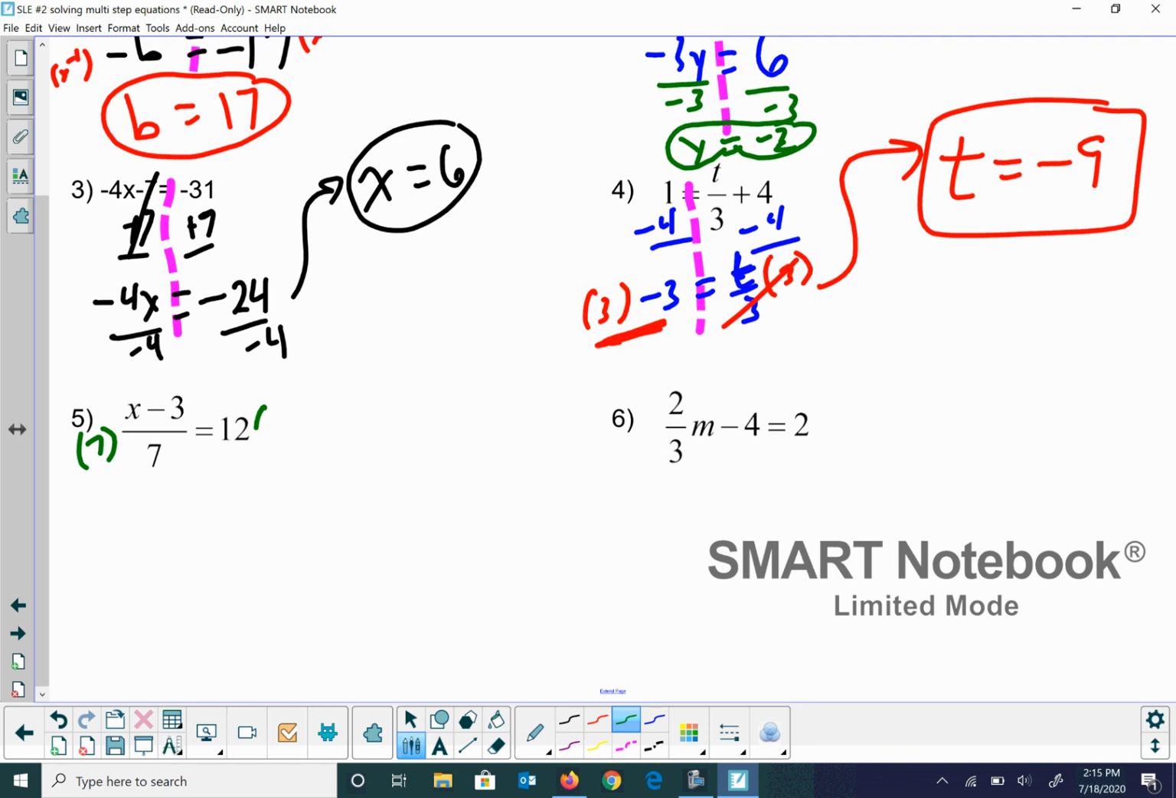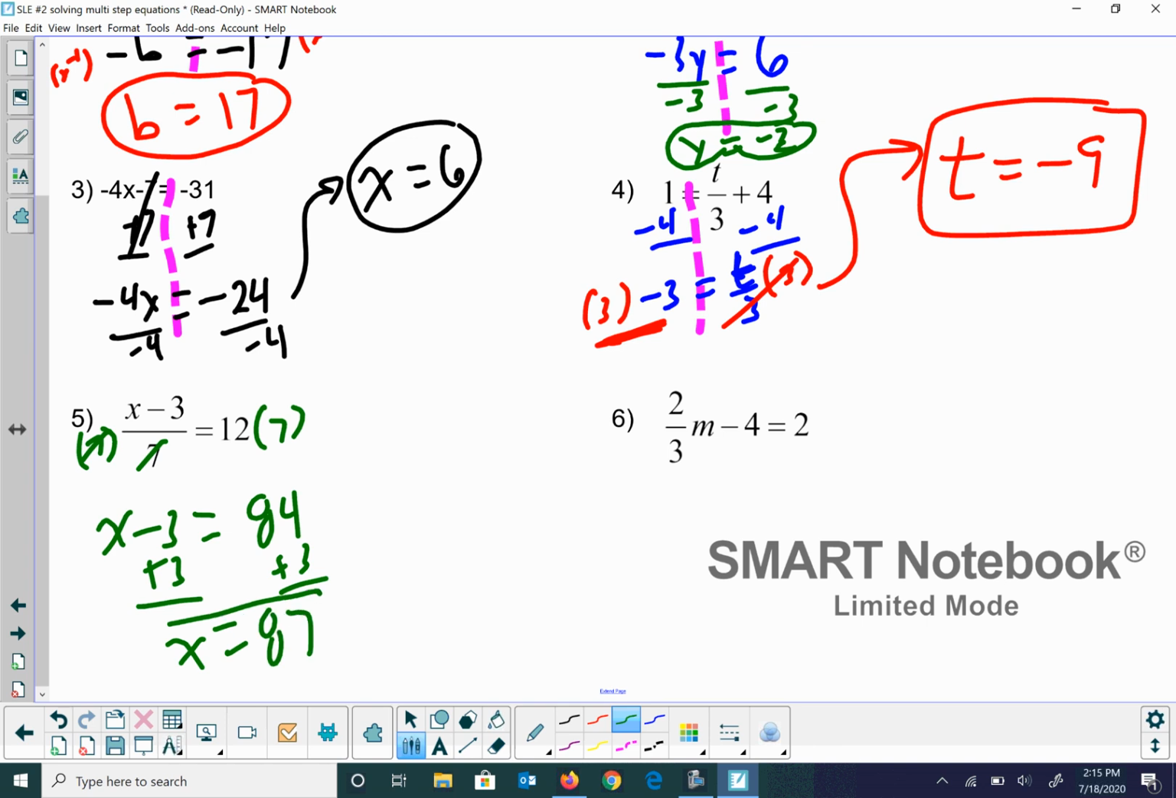So I'm going to multiply both sides by 7. Those cancel out. Okay, and so I have x minus 3. And then 7 times 12, I believe, is 84. And then I'm going to add 3 to both sides. Notice, what did I not put in this time?